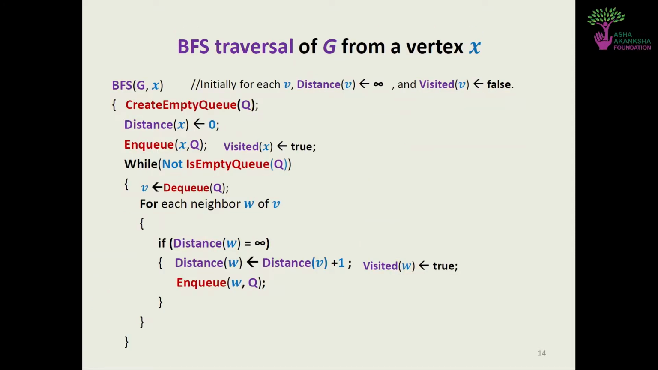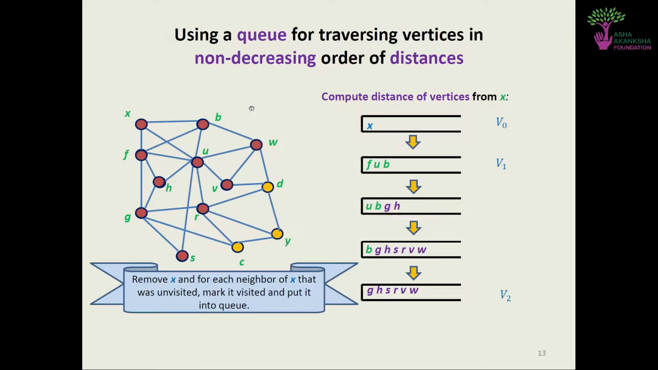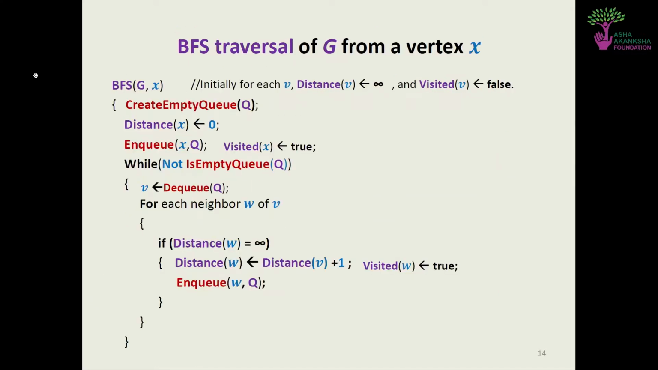So this is the pseudocode for BFS. Here is the function BFS, which we perform on graph G with the base vertex x. We have taken a distance array and initialized it with infinity for each vertex v, and we have also taken a boolean array called visited, with everything initially assigned false. First of all, we create an empty queue, since we are using queues for this. Then we assign the distance of x as 0, since x is the base node.